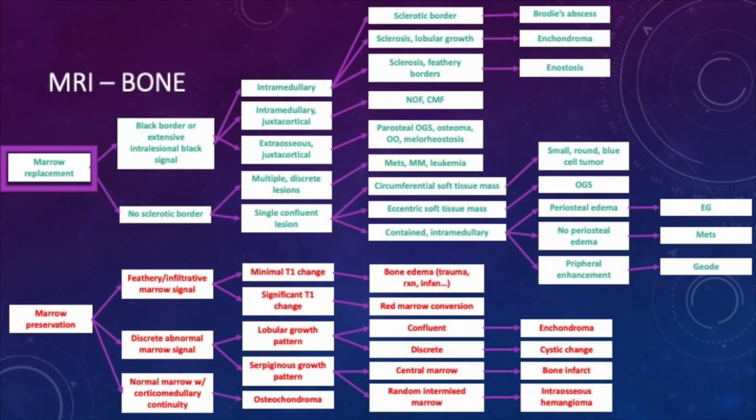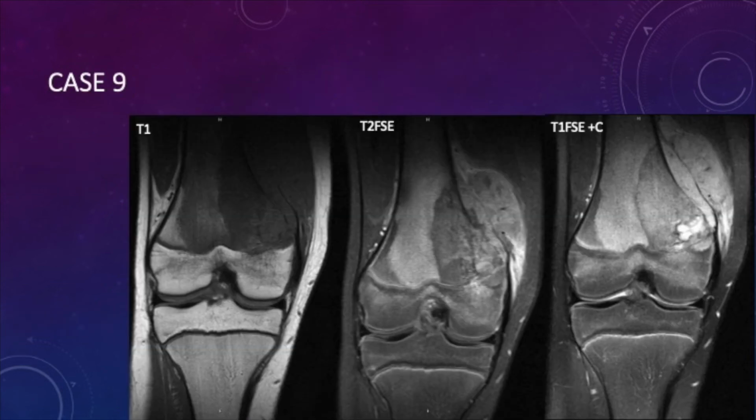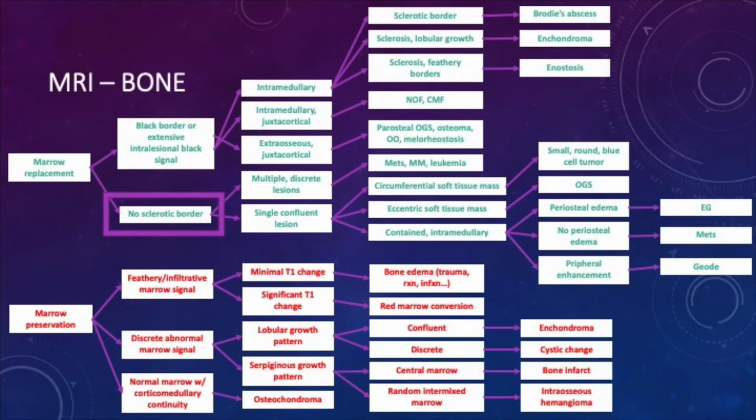So the next thing we need to know is, is there a black border to it, meaning usually a thick sclerotic border, or is there intralesional black signal, again usually meaning dense calcium deposition, or is there no obvious sclerotic border? So when we go back to this, we're looking for a thick black border to this lesion on any of those sequences, and there's not an obvious one. So we're going to go with no sclerotic border.